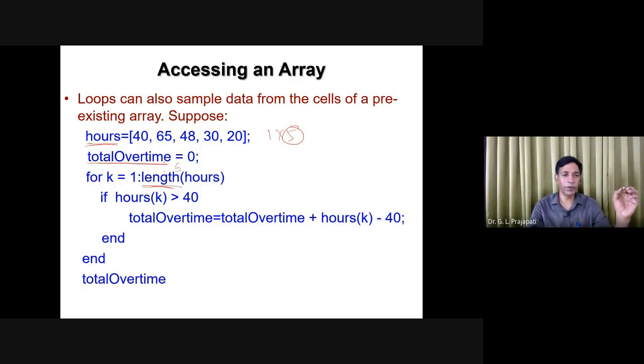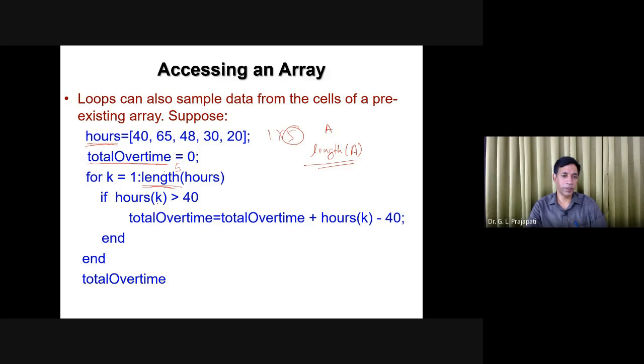This is helpful when you don't know the number of elements in some unknown array, say A. I don't know how many elements are there. If you don't know, then you can say 1 to length of A. If you say length of A, then you will find the number of elements, and starting from 1 to length of A, you can iterate. So this becomes the index now.